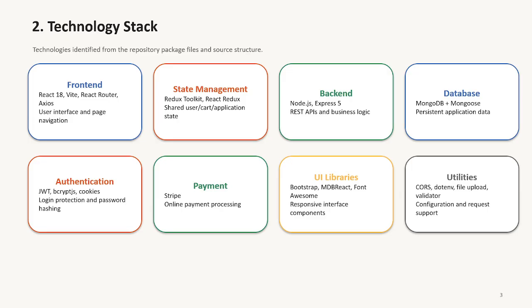The second technology is Redux Toolkit. Redux is used to manage application data. For example, when a customer adds a food item to the shopping cart, Redux stores the cart data. Even if the customer visits another page, the cart information remains available. Next is Node.js. Node.js allows JavaScript to run on the server. It receives requests from the front end and sends responses back.